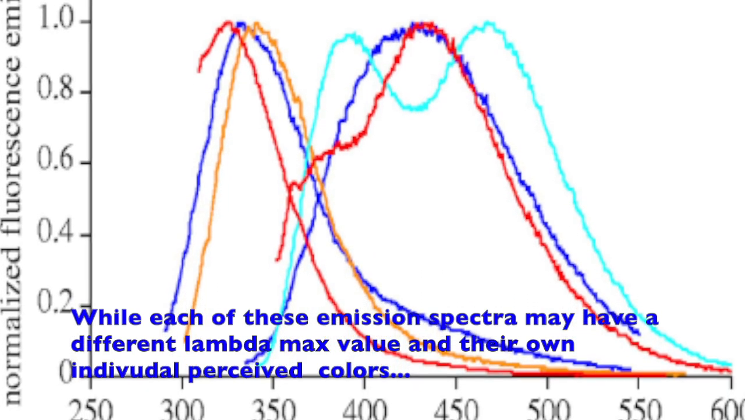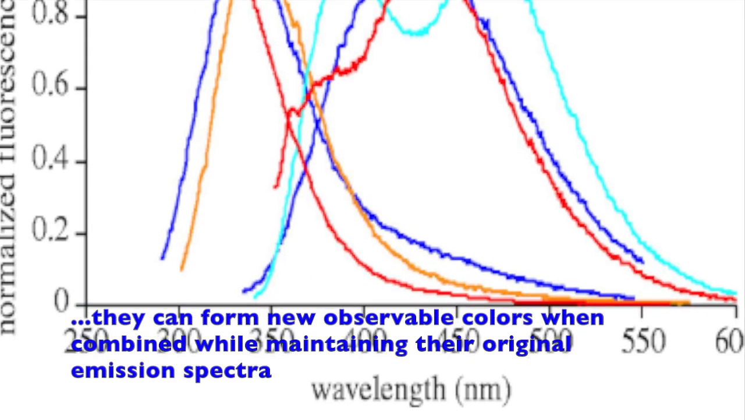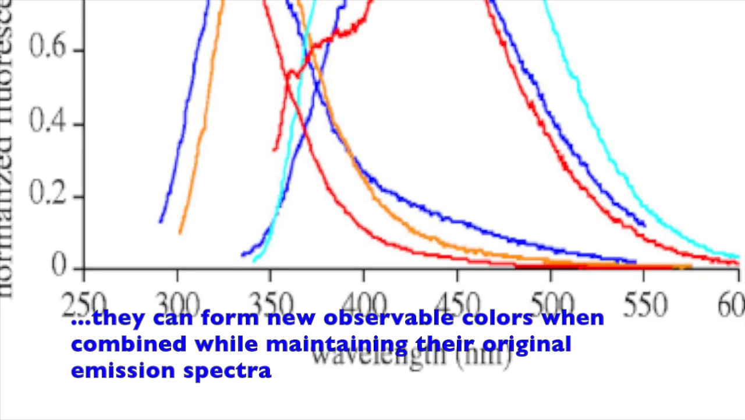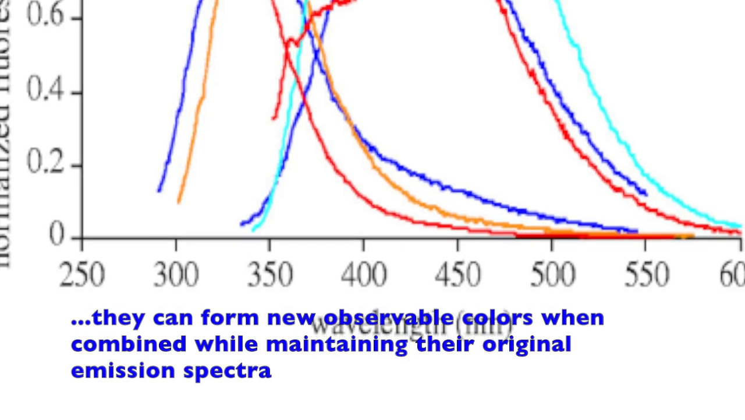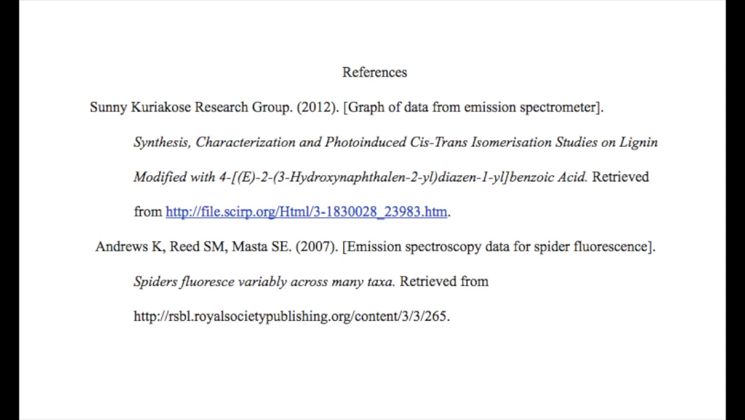Likewise, if two substances of different lambda maxes are mixed, there will be peaks on the emission spectroscopy graph at both original values. However, the combination of the two peaks produces a different observable output than either individual peak. And that's how the lambda max produced in emission spectroscopy can be linked to color.